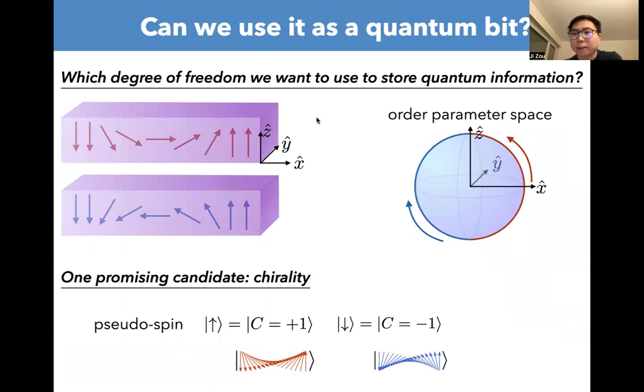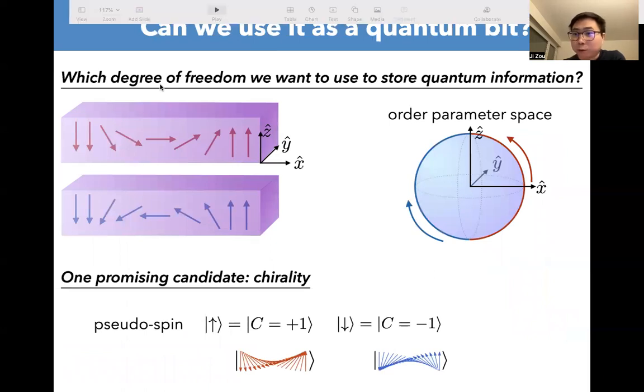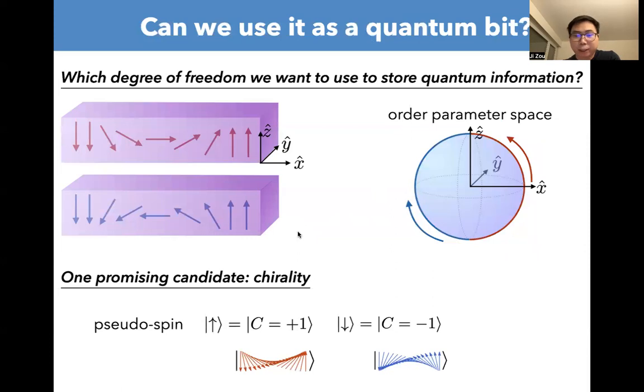Okay, so to use this magnetic domain wall as a quantum bit or qubit, the first question we should ask ourselves is which degree of freedom we want to use to store this quantum information, right? And before we dig into the details, I would like to give you a very rough idea. So here we propose to use the chirality of the domain wall to store this quantum information. And so what is the chirality of the domain wall? For example, as we sketched here, on the one end, we have one domain with spin pointing downwards, and on the other side, we have the domain with spin pointing upwards.